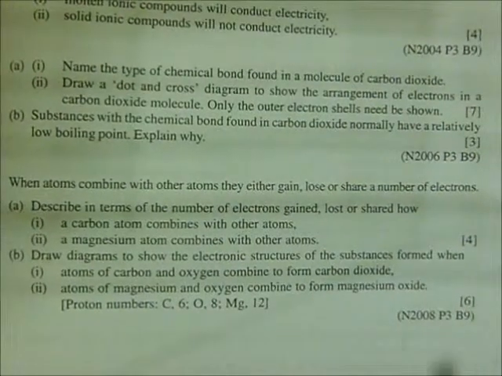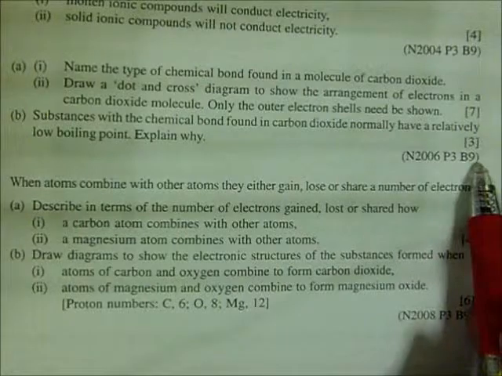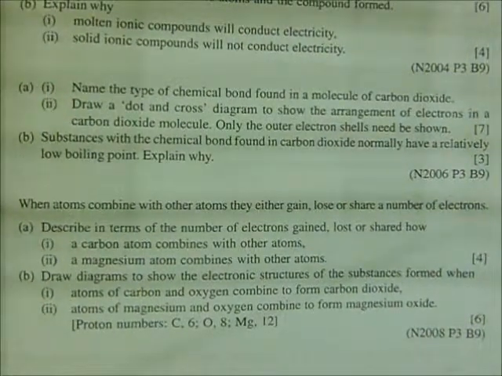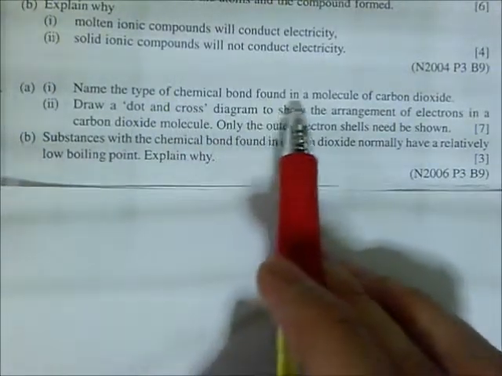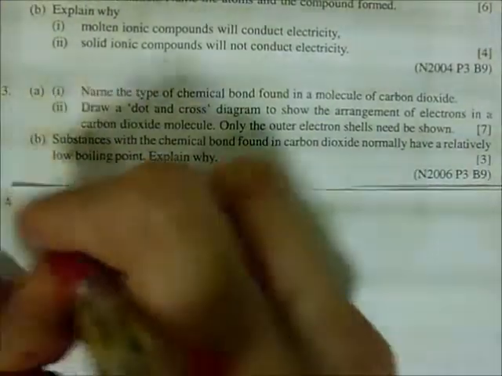Okay, this is 2006 paper 3 B9 for the chemical bonding chapter. Now let's look at this question here. Name the type of chemical bond found in a molecule of carbon dioxide.